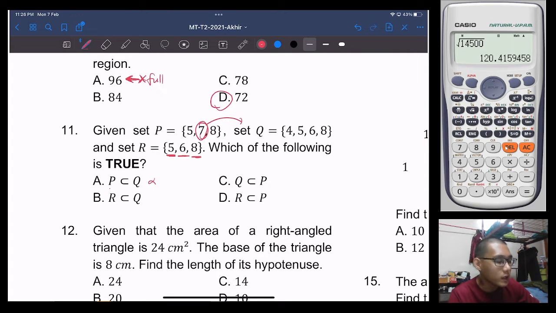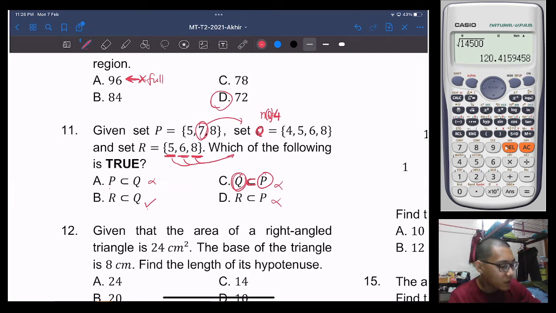All elements in set R can also be found in set Q, so this one is correct. Let's see C and D. The size of set Q is 4. We have four elements, right? The number of elements in Q is 4, which means it has a bigger size. If we put a bigger set here and a smaller one there, this statement is already wrong.